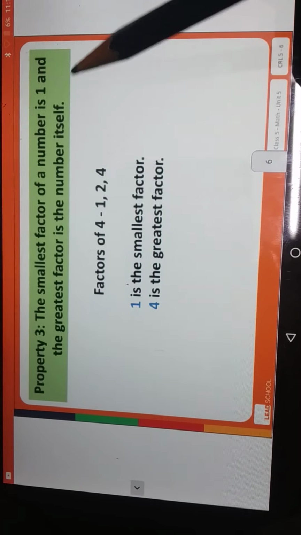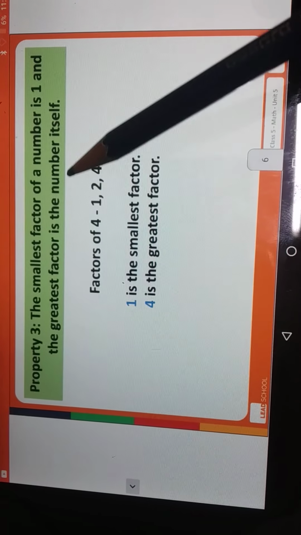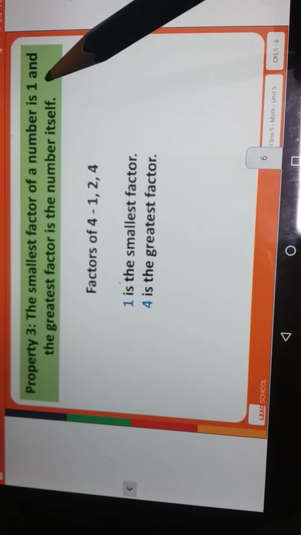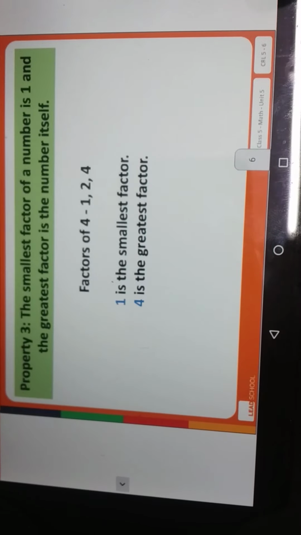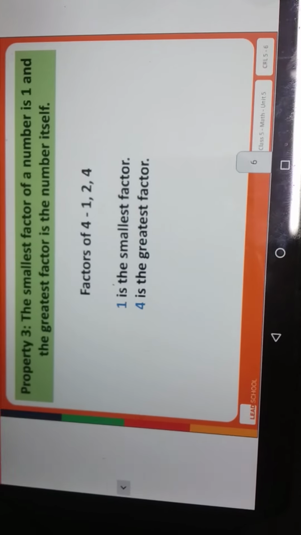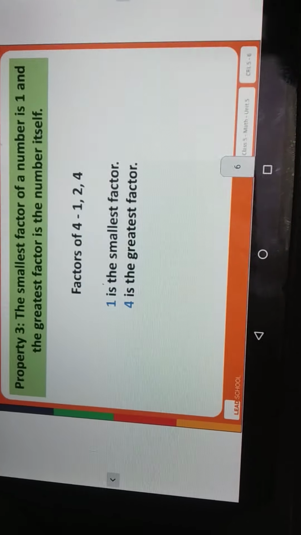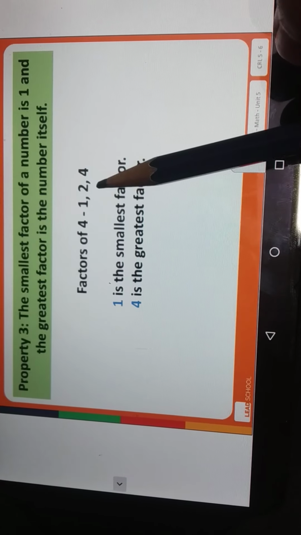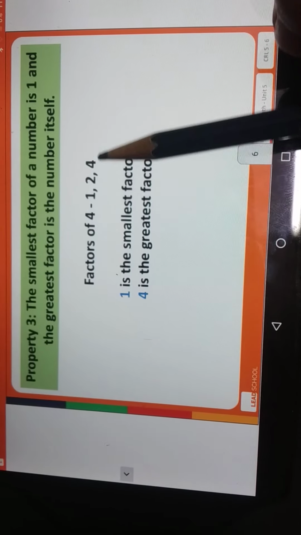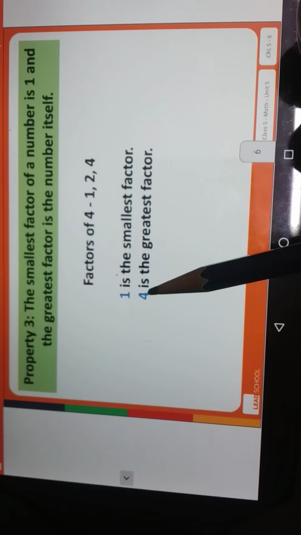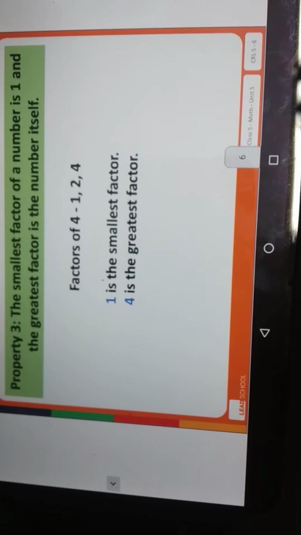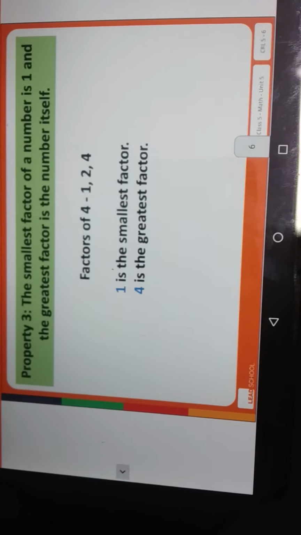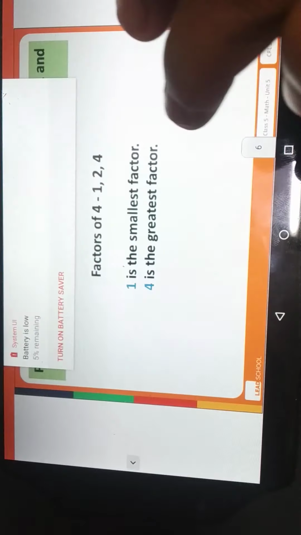The smallest factor of a number is 1 and the greatest factor is the number itself. For example, factors of 4: 1, 2 and 4 are there. So 1 is the smallest factor and 4 is the greatest factor.